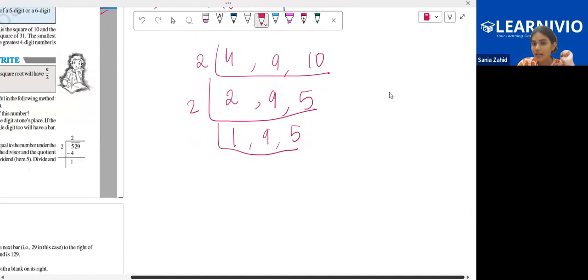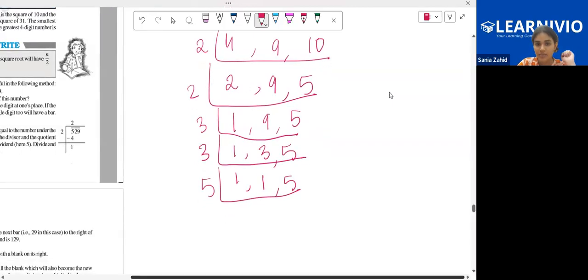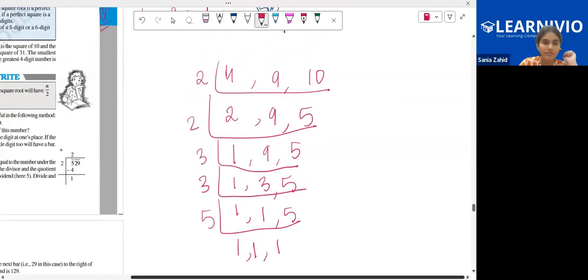Now can I divide any of the number by 3? Yes, ma'am. So I can get 3 9, 1 time, 3 3 times, and then 5. Then I have 3 again, 1 time, 3 1 time, and 5 again. Same. Now I'll take 5. So 5 1 time, and 1 time. So what numbers do I have? 2, 2, 3, 3, and 5.